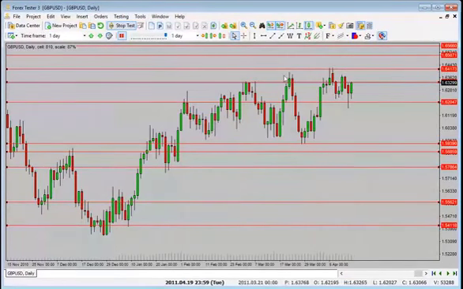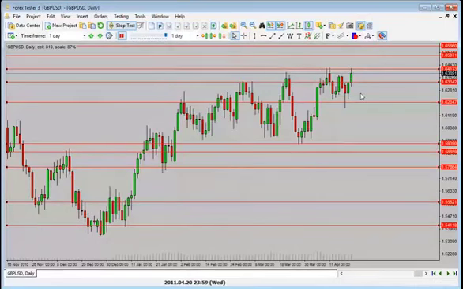All right, so I'm looking for price to go back into these areas up here. So let's see. Okay, here we are all the way into the top. So now we are at the very, very top. What do we expect now? Where can we expect the price to go from here?